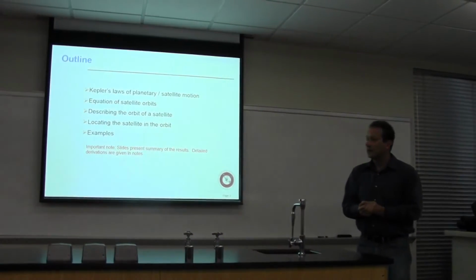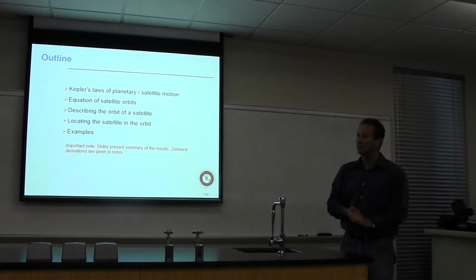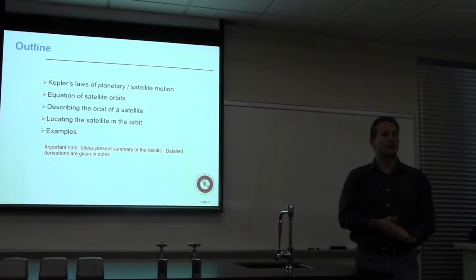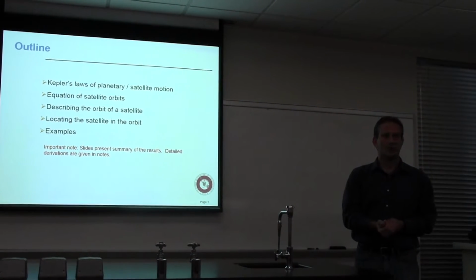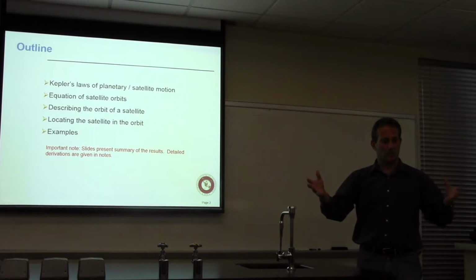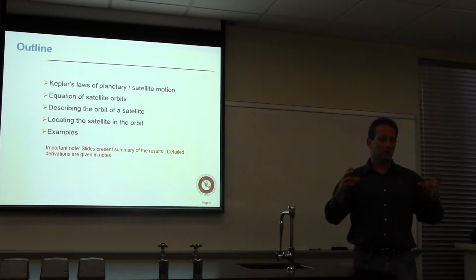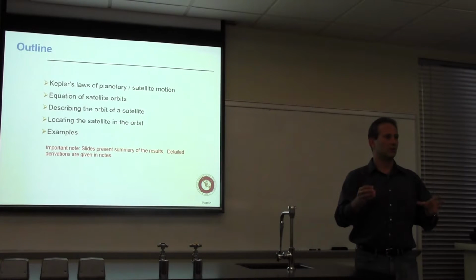So here's what we're going to cover today. I'm going to explain what Kepler's laws are. Originally they were called Kepler's laws of planetary motions because they explain how the planets move around the solar system. The same set of equations govern the motion of the satellites around the Earth. We're going to look at what the equations of the satellite orbits are, what some parameters are that we use to describe the orbits, and then towards the end, how do we actually locate a satellite within the orbit?